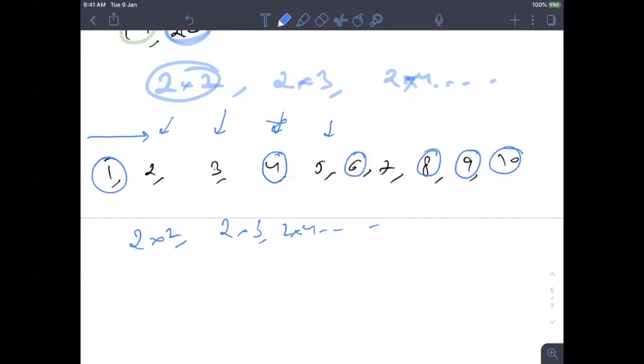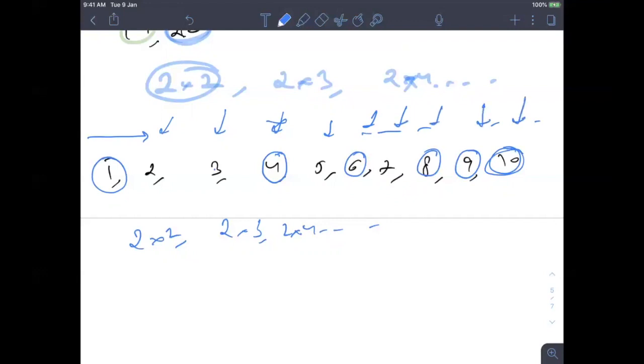Then go to 5. 5 is a prime number because it is not circled. So just mark its multiple non-prime, which is 10, and it's already circled. Once you do this, let's go to 6. 6 we ignore. Then go to 7. 7 does not have a multiple in this range, so 7 is also completed. 8 is not a prime. 9 is not a prime.